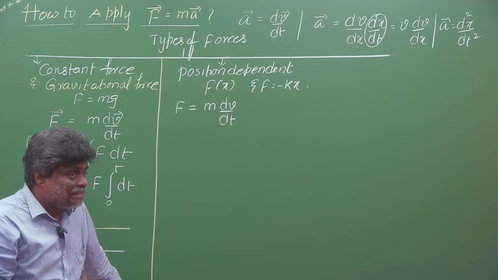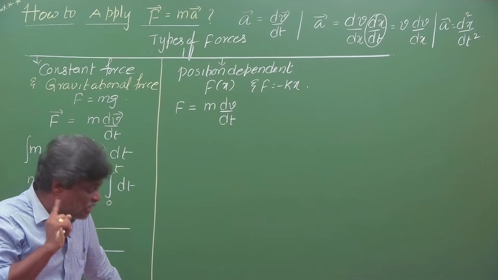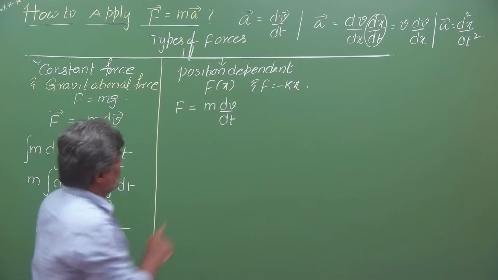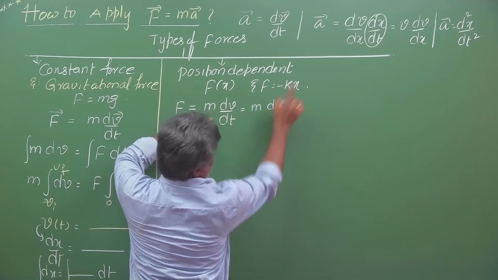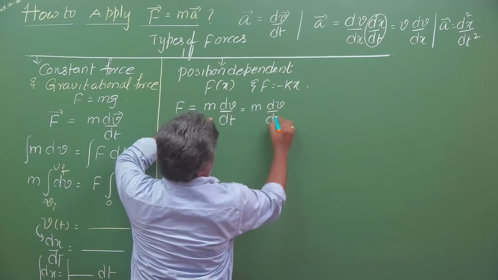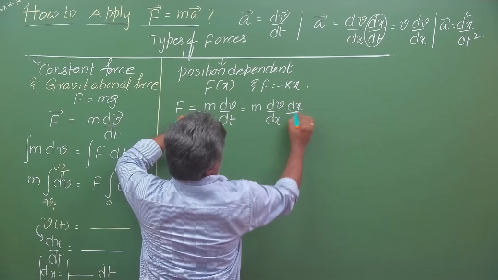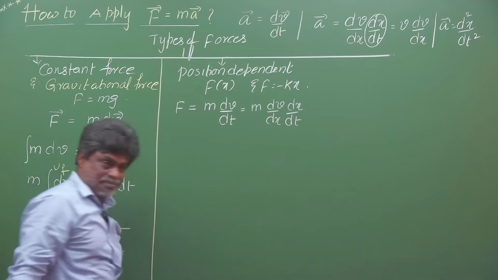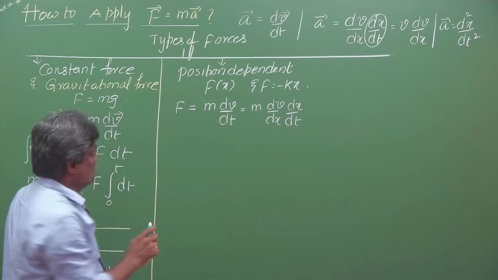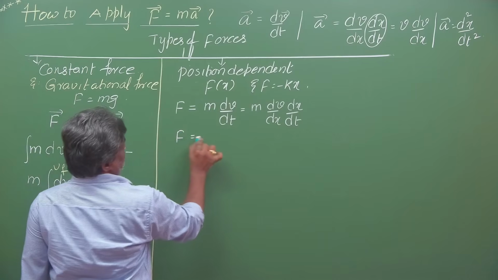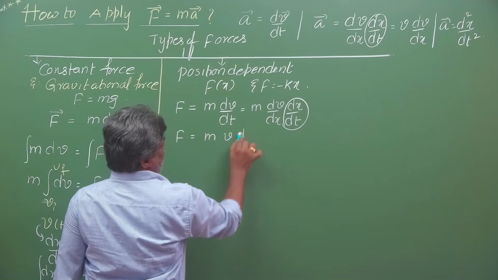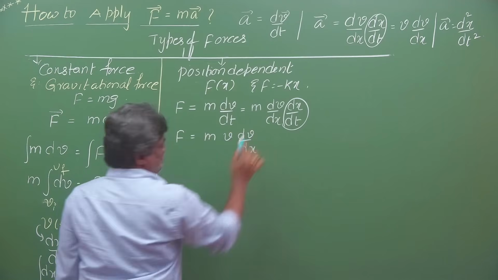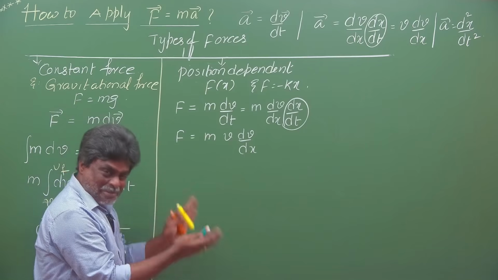That's why the variable must be in position. Now we are going to change this. M, I told you already, dv by dx into dx by dt. Please follow this. Now F equal to m. What is dx by dt? v dv by dx.